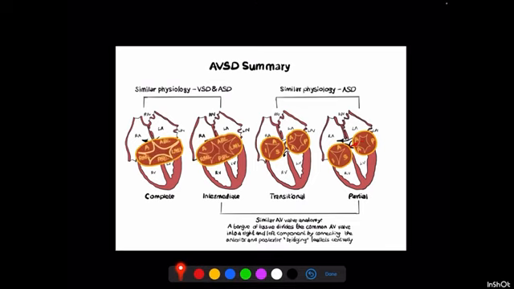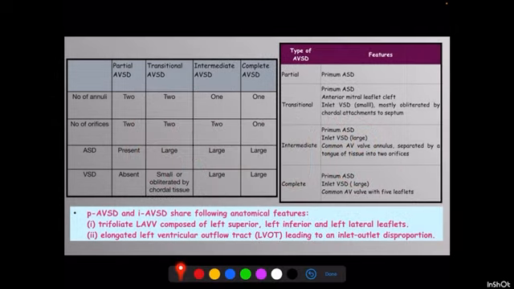So, when you look at these three, all the three will have similar AV valve anatomy. That is, you have two separate inlets. Only in this complete AVSD you have a single inlet, where the rest three will have two inlets. Now I think you must all be well aware of what is partial, transitional, intermediate and complete AVSD. Anyway, let us look at all this once again.